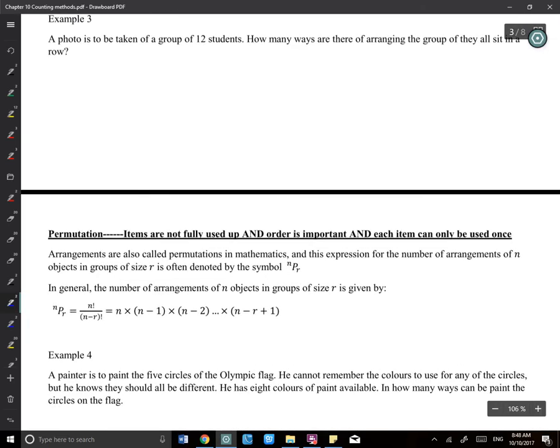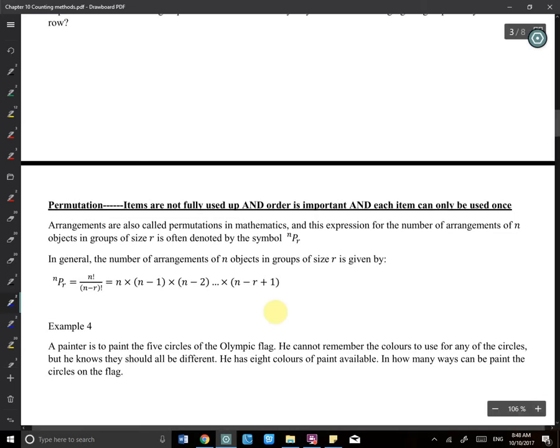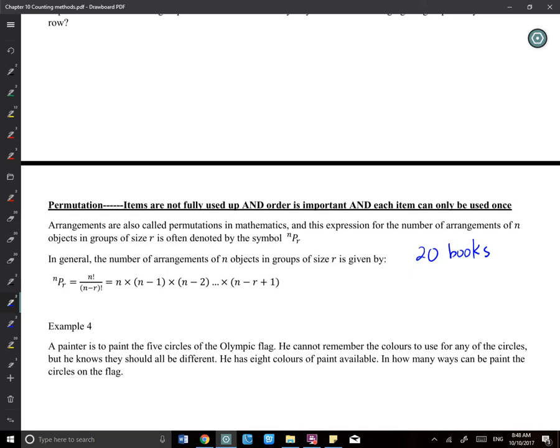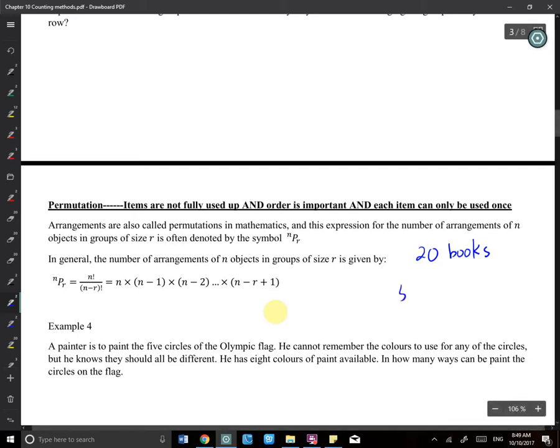And I will skip permutation, but I will still explain to you what it is. Permutation is when there's a group of things, and I want to select some of them out and rearrange them. For example, I have 20 books and a bookshelf that can only contain 5 books. I want to select 5 books out, then put them in a row.